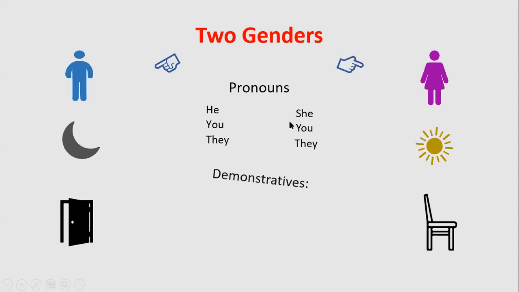Okay. Also, when we have two genders, it means we have different demonstratives. When I say demonstratives, I mean this and that. If I want to say this girl, this is different from this of this man, or this moon, or this sun. So we have this for masculine and this for feminine. We have that for masculine and that for feminine. We have those for masculine and those for feminine. Like this. And also plural is different.